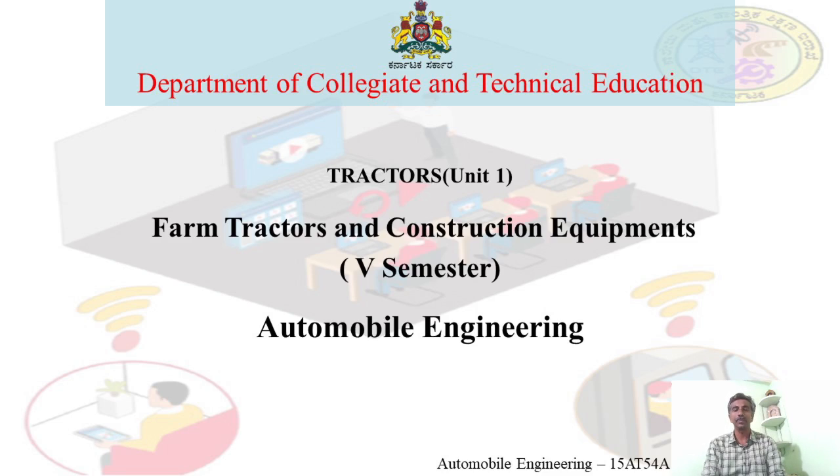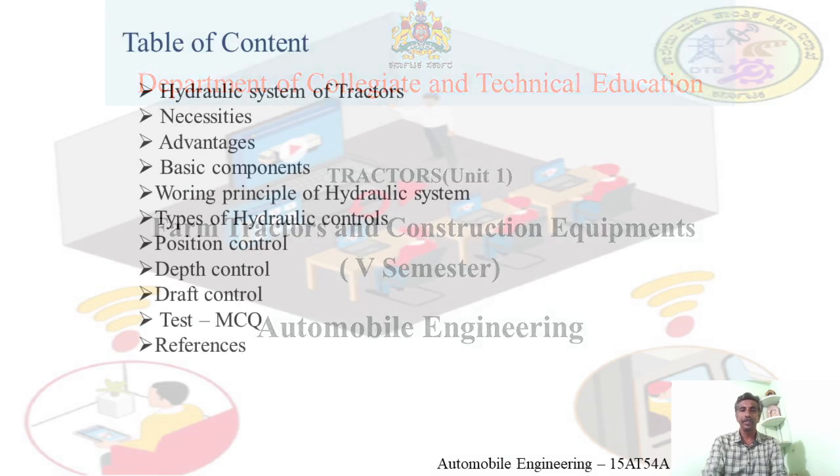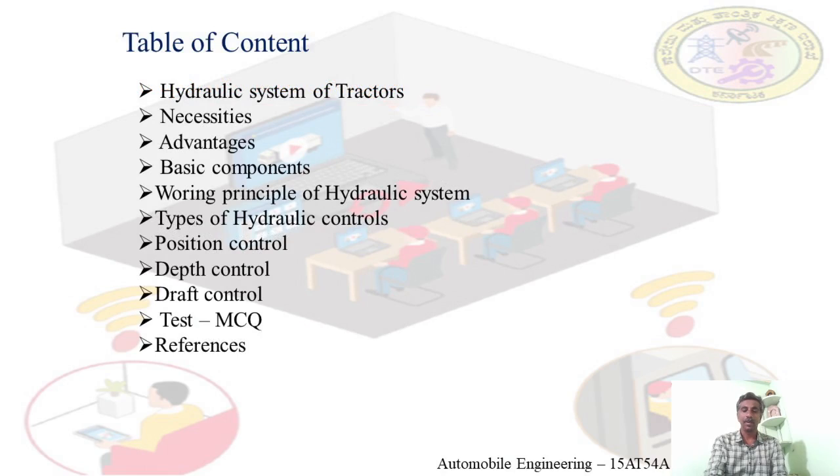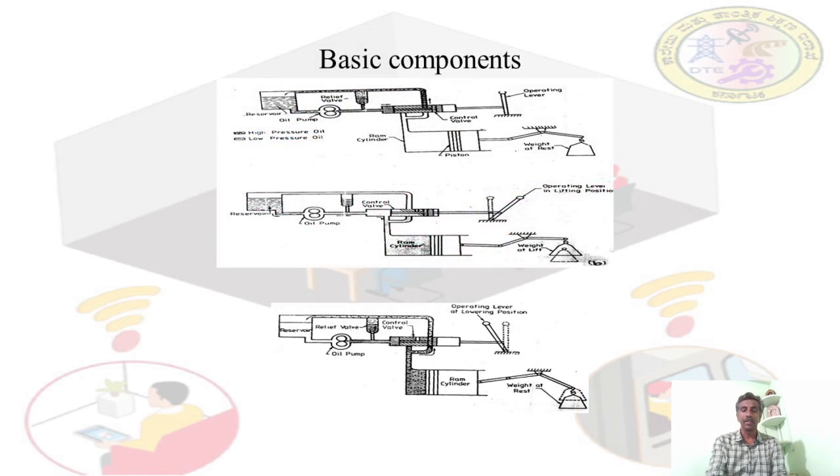Without the hydraulic system, no farm equipments are working, no construction equipments are working. In all constructional and farm tractors, hydraulic systems are used. The hydraulic system is the basic part in the tractors. In today's explanation, I am going to explain the basic parts of the hydraulic system.